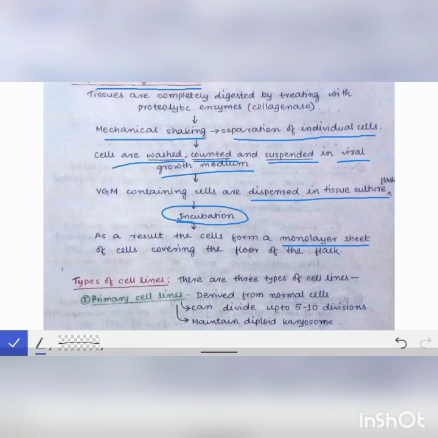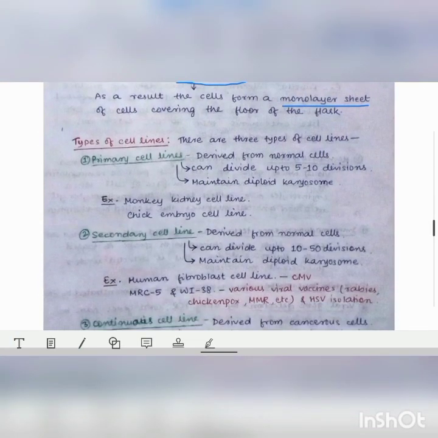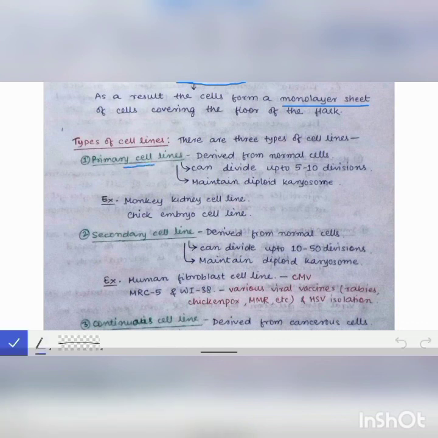And on that monolayer sheet, we will see the growth of the viruses, how the viruses grow, and what are the characteristics of the growth of any particular virus. So now there are different types of tissue culture based on the type of cells we are using. The first cell line is the primary cell line.